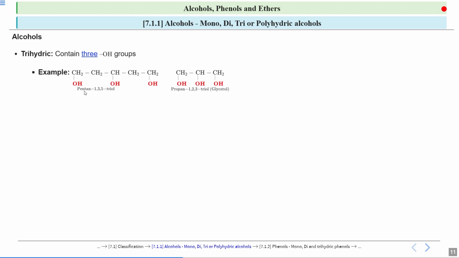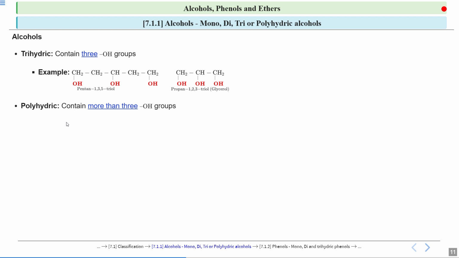For example, we have pentane-1,3,5-triol. That means at the first, the third and the fifth carbon, we have hydroxyl groups attached in a 5-carbon chain compound. So we call it pentane-1,3,5-triol, and this comes under the trihydric alcohols due to the presence of 3 hydroxyl groups in it. The other example is propane-1,2,3-triol, or the common name is glycerol. Okay, so 3 hydroxyl groups are present in this molecule, hence the name propane-1,2,3-triol, and this comes under the trihydric alcohols.